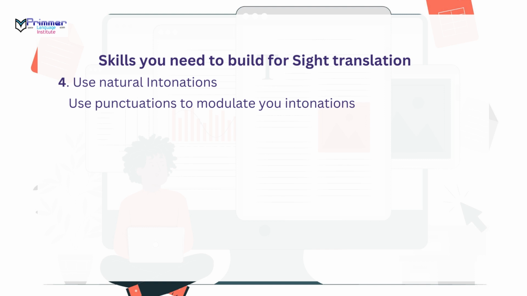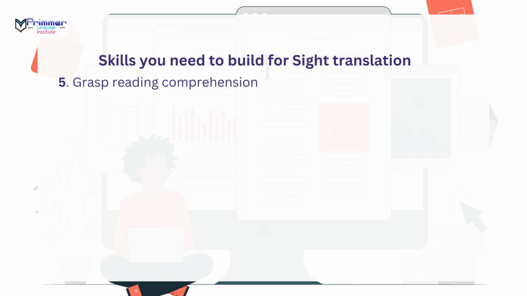Use natural tones, natural intonations. Make use of your natural intonations. Like when you have punctuations, this will work out very well. So when you have your full stop, your commas, your semicolons, these are natural punctuations that you can use to modulate your intonation. Number 4 is that you have to grasp reading comprehension.